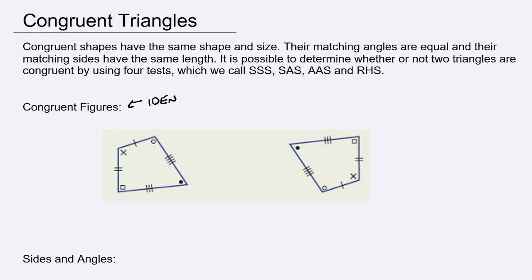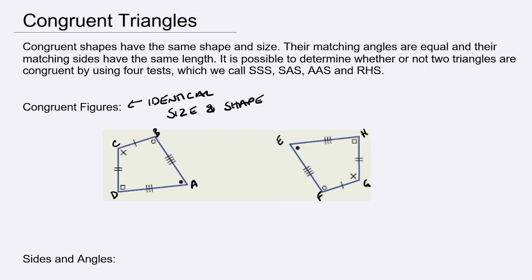They have an identical size and shape. They are identical in every way. Even though these two shapes in this diagram have been rotated, they are still identical. So I can pop some letters in the corners, and I can pop some more letters over here. Okay. E corresponds with A, F with B, G with C, and H with D.